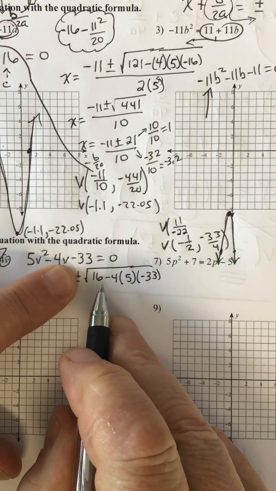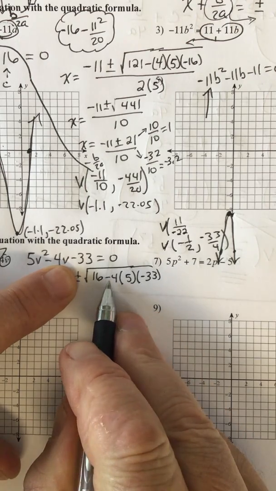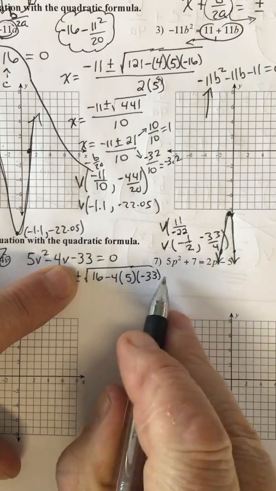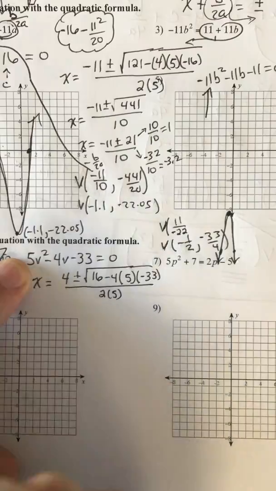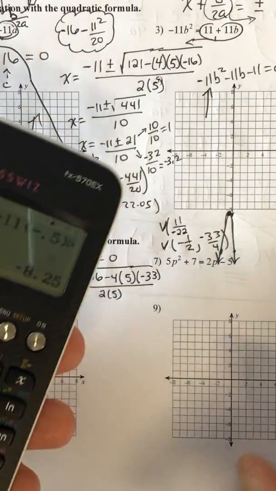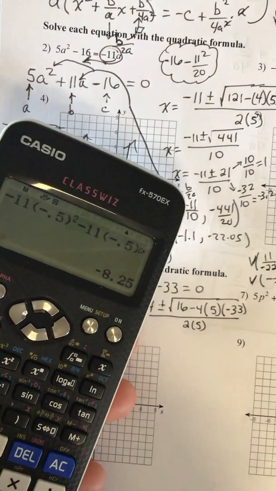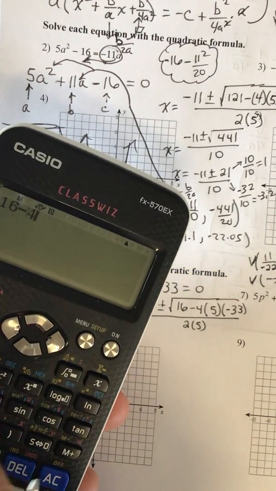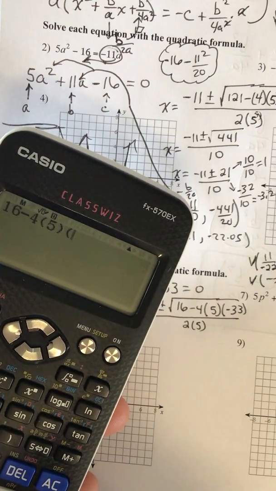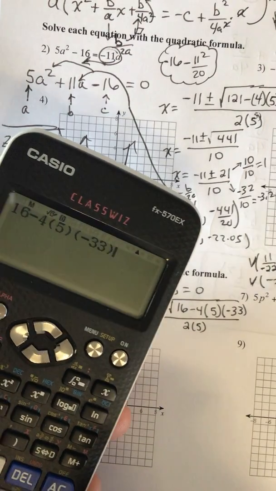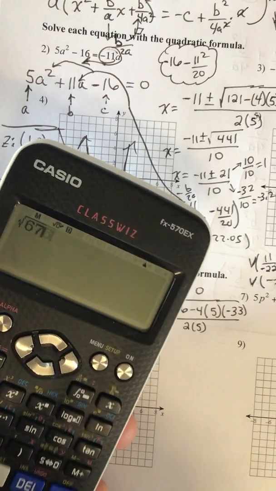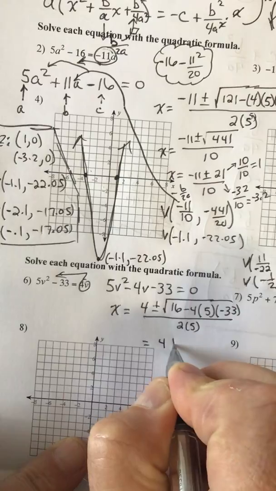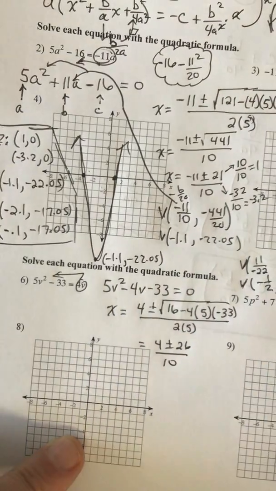So now you can already tell this is not going to be imaginary, because I'm going to have a negative 4 times a negative 33. It's going to be 16 plus whatever that is, all divided by 2 times a, so 2 times 5, so it's going to be divided by 10. Okay, calculator time. We need 16 minus 4 times 5 times negative 33. That's 676. Let me just make sure that the 676 reduces to 26. So this all becomes 4 plus or minus 26 over 10.